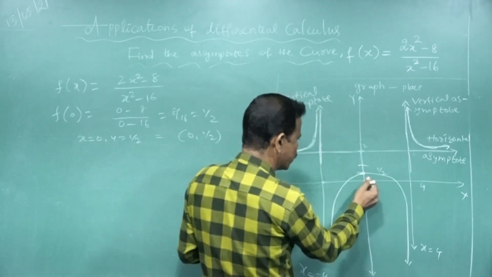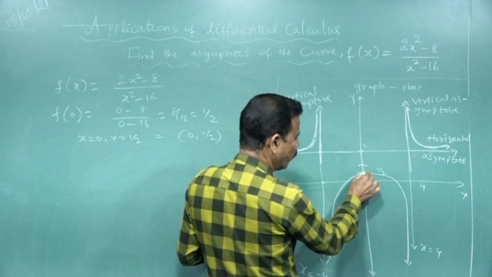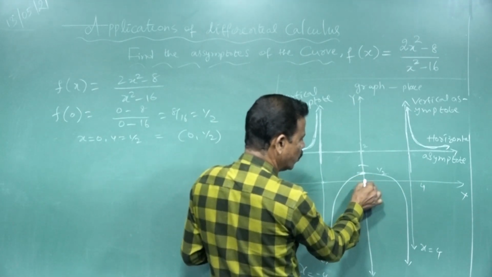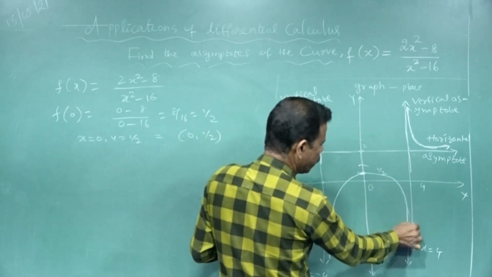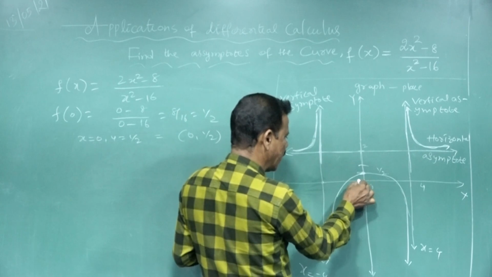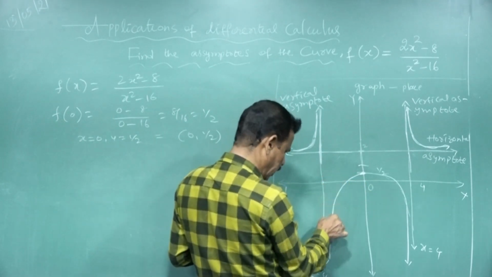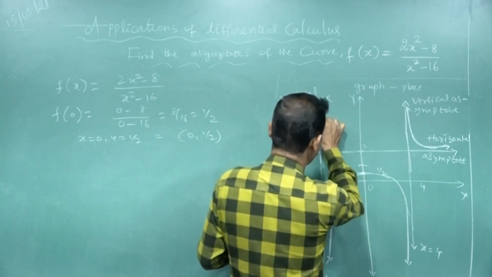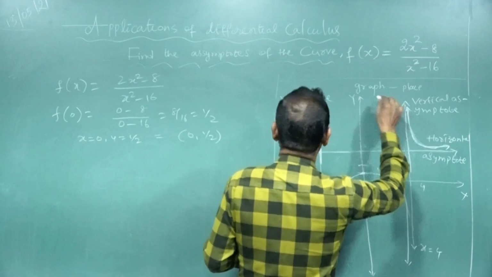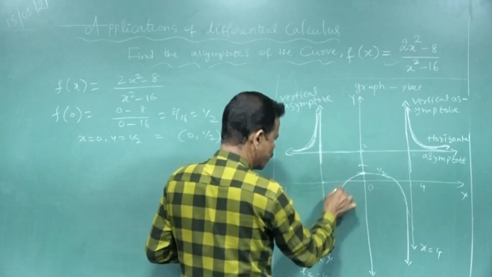We check the values. How do we check? X is equal to 0, we get 1 by 2. If we take values on this side, the graph comes this type. If x takes minus values, minus 1, minus 2, minus 3, minus 4, like that, the value decreases downward. These are the curves for this function, this graph.